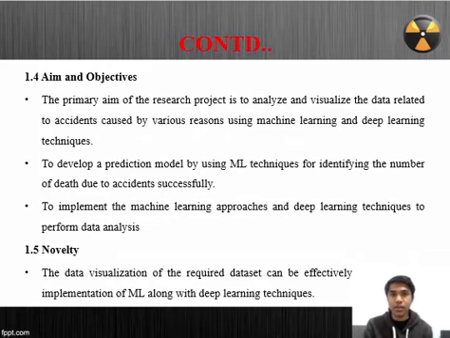Aims: the primary aim of the research project is to analyze and visualize data related to accidents caused by various reasons, using machine learning and deep learning techniques to develop a prediction model for identifying the number of deaths due to accidents successfully. Novelty: to implement the machine learning approach and deep learning technique to perform data analysis, the data visualization of the required data can be effectively done with the implementation of machine learning along with the deep learning technique.